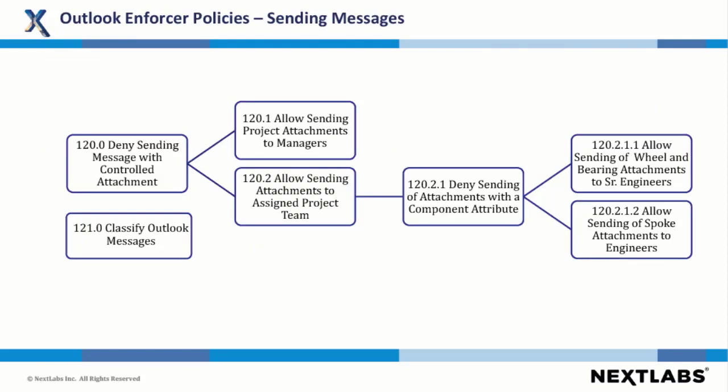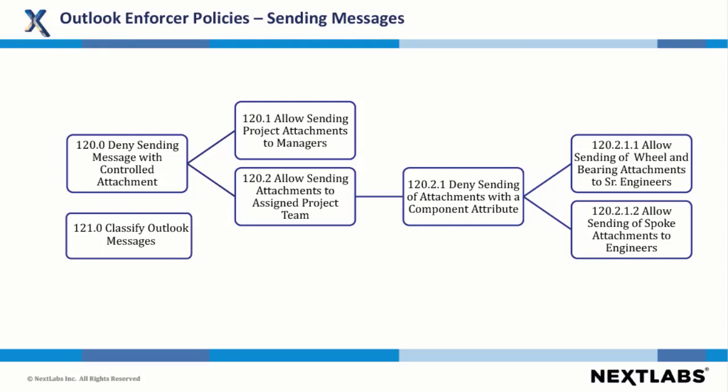For the first demo, we're going to show how the Outlook Enforcer can restrict sending emails. The first policy here, 120.0, will deny sending all messages with a controlled attachment. Organizing policies like this is a NextLabs best practice and is referred to as using a top-level deny policy. The sub-policies of this will allow messages to managers and project team members to be sent.